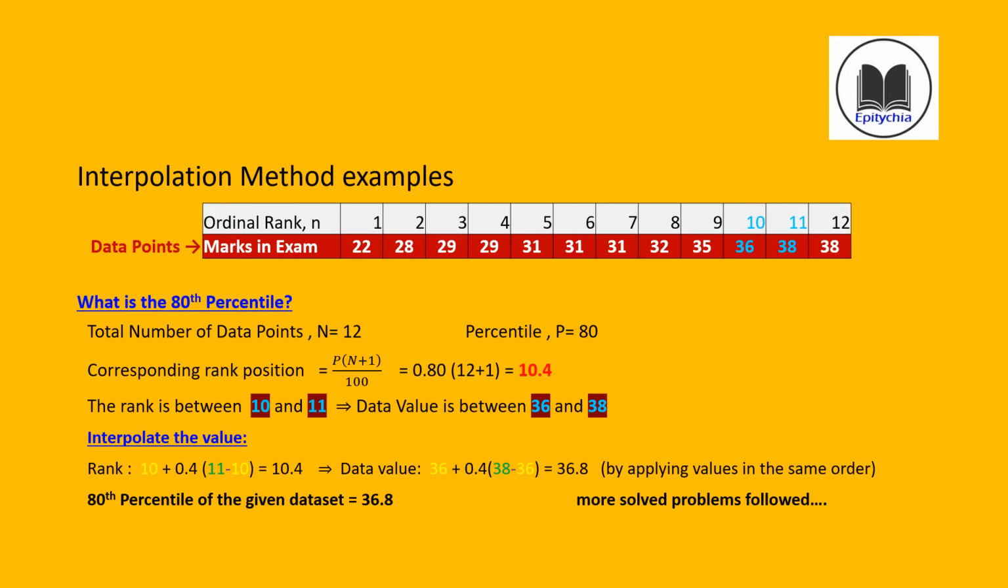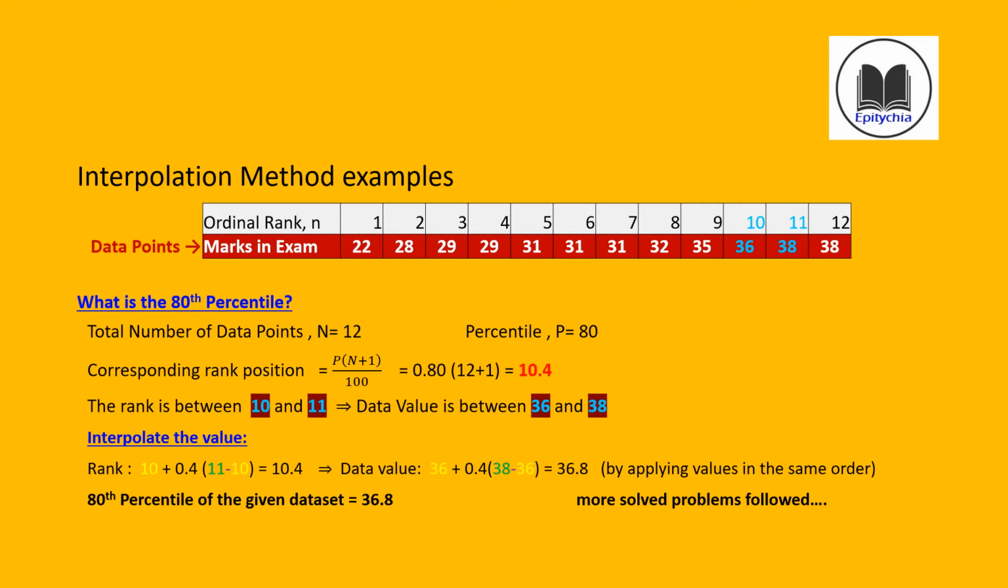In a similar way we have to do it for the data value also. Data values mean 36 and 38. Do the same method in between 36 and 38. So instead of 10 we write 36: 36 plus 0.4 into, instead of 11 you write 38, minus, instead of 10 again you write 36. 38 minus 36. This gives the value. It is 36.8. So this is the 80th percentile. 36.8 is the answer. If not clear, read once again by pausing the video.